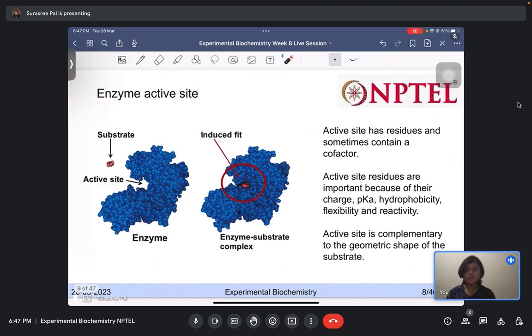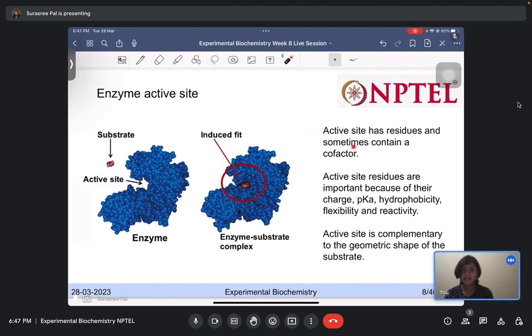Okay, we will move on to the next part of our discussion, where we will discuss the active site of the enzyme. Now the active site is basically the site of catalysis of this enzyme. We can see this is a three-dimensional structure of an enzyme, and this small portion is actually the active site. So this is the site where the substrate will bind.